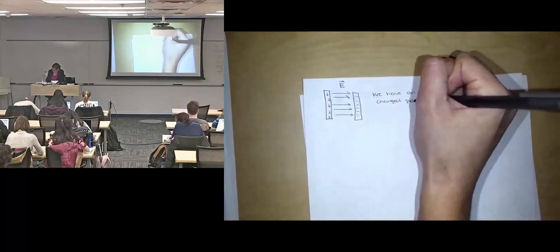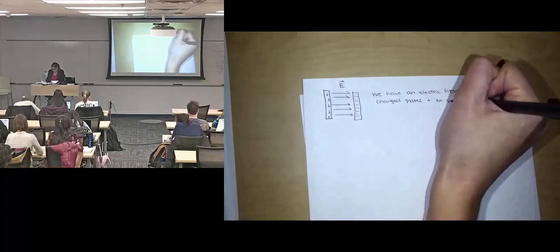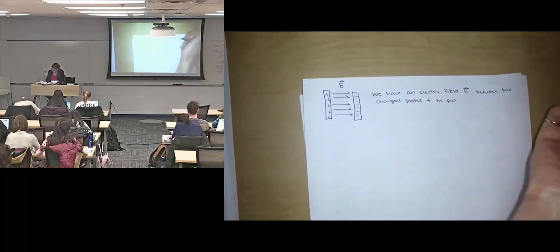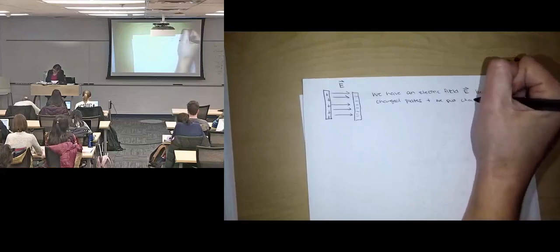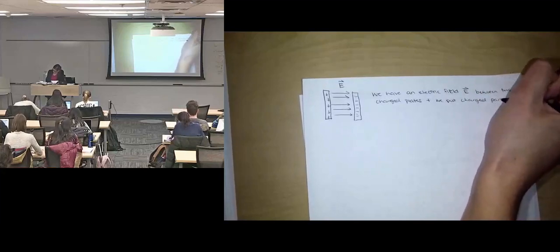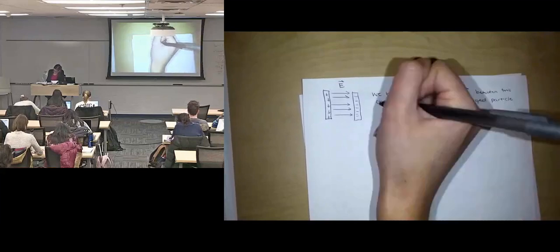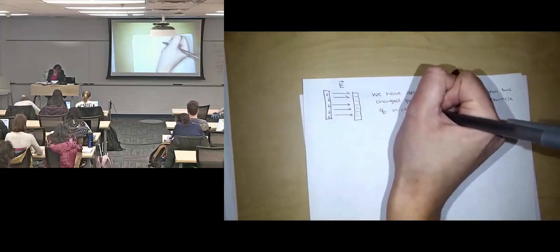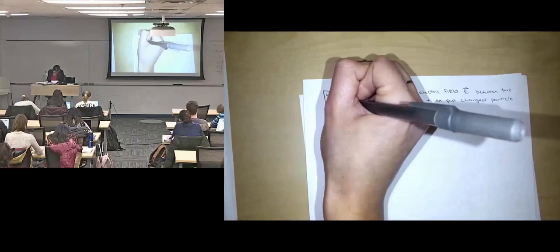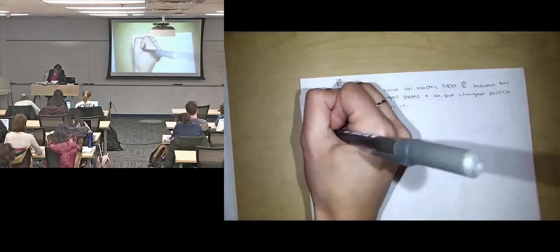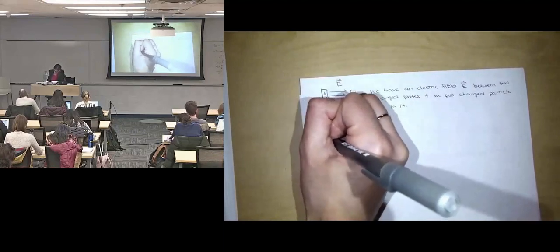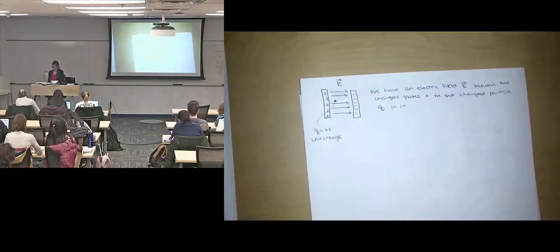And we put a point charge in it. So we'll put a charged particle in it. Our charged particle is Q. So here is Q. It is equal to plus 1 unit charge.